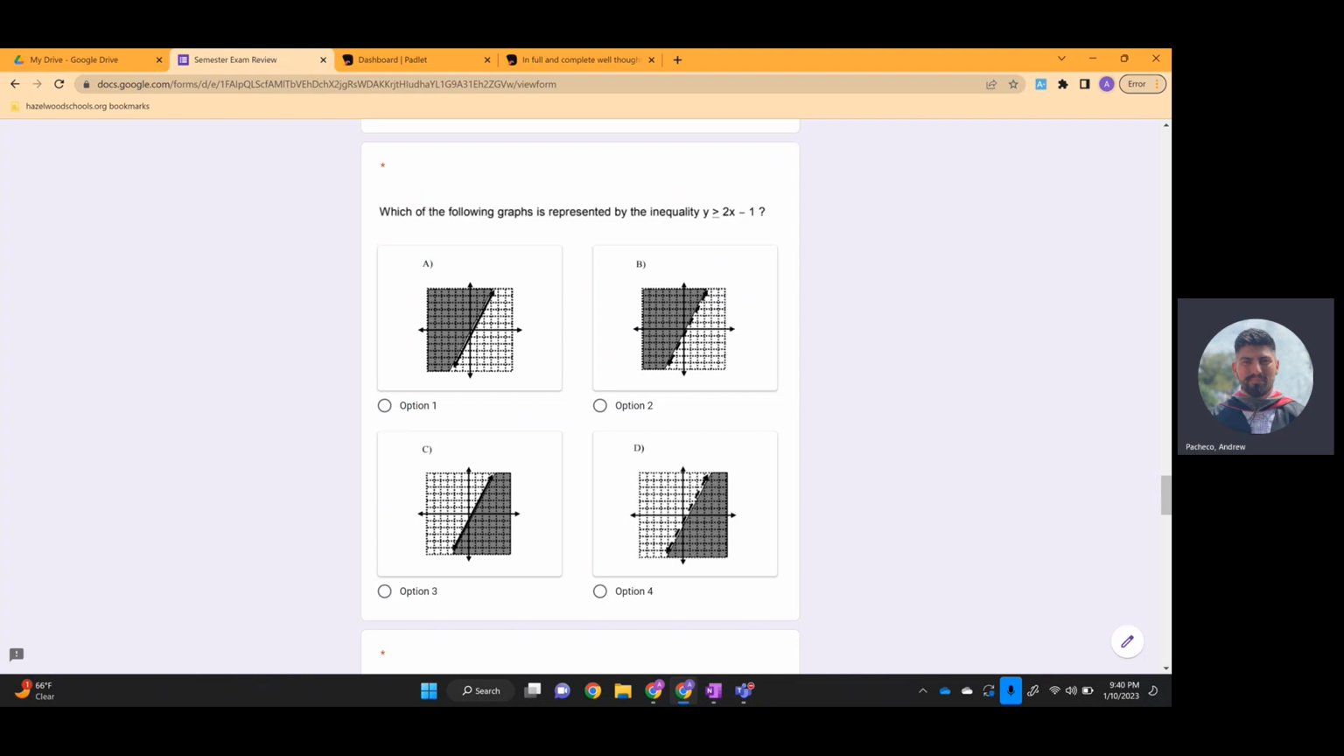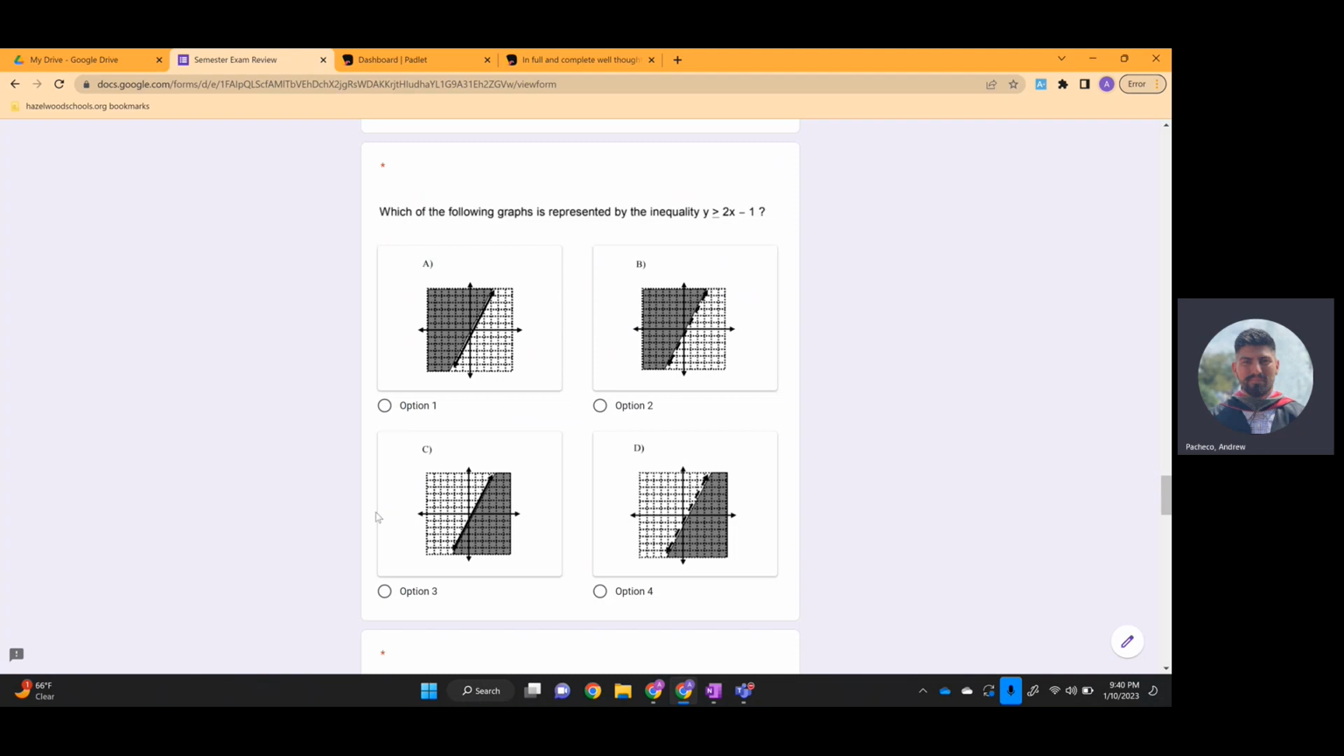So what we can do is pick a point on our graph. If we pick a point right above, let's say 0, 1. So 0, 1 is right above the line. All we're trying to figure out is if we plug in 0, 1 for our inequality, it should either be true or false. If it's true, then that's the side that we're going to shade on. If it's false, then it's going to be on the opposite side.